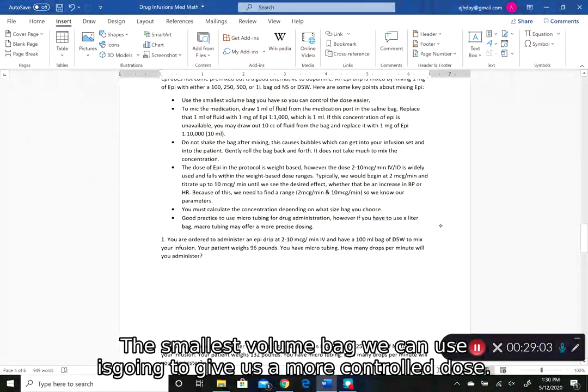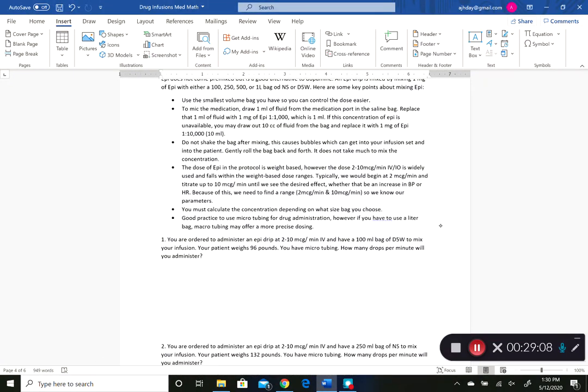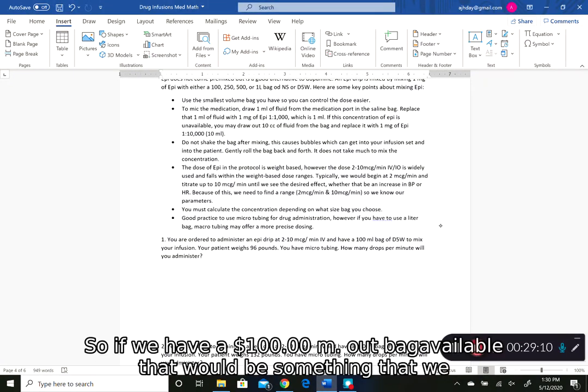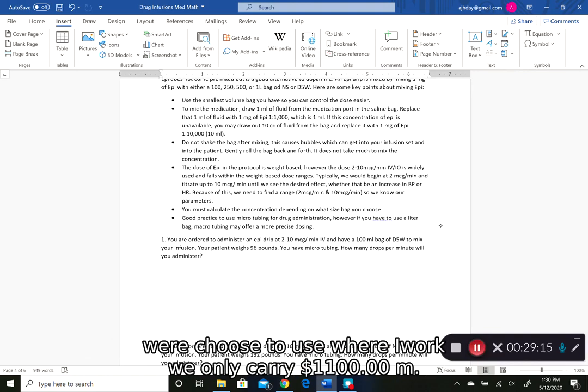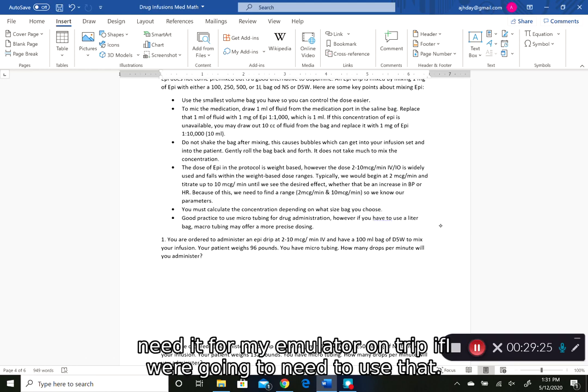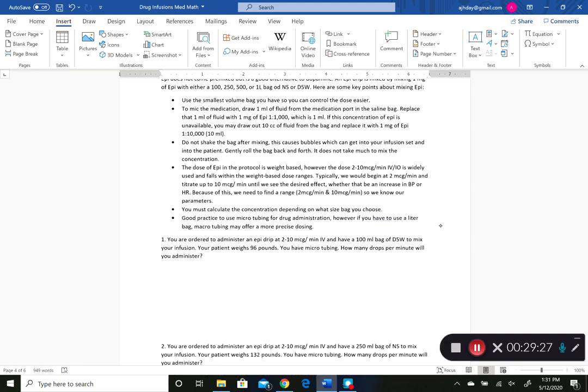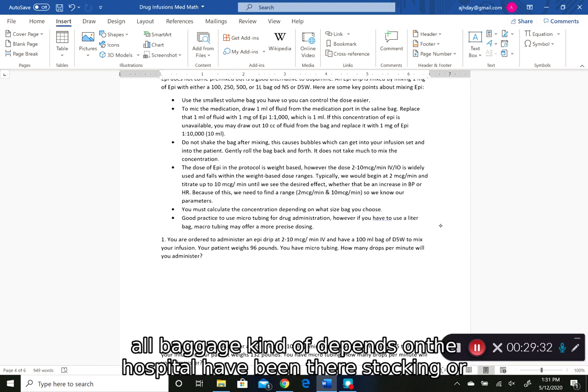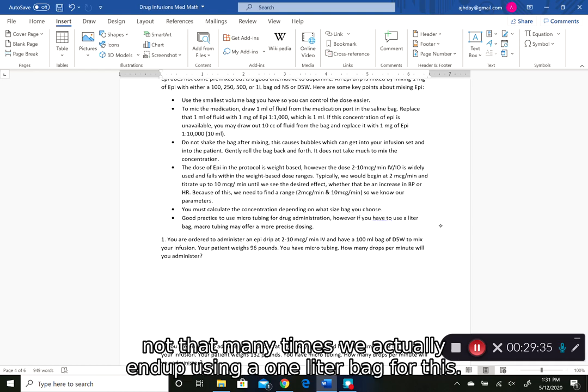The smallest volume bag we can use is going to give us a more controlled dose. So if we have a 100 ml bag available, that would be something that we would choose to use. Where I work, we only carry one 100 ml bag, so I would be a little concerned using that for my epi drip because I need it for my amiodarone drip if I were going to need to use that. We may have a 250 ml bag or a 500 ml bag. It just depends on if the hospital had that in their stocking or not. But many times we actually end up using a 1 liter bag for this.